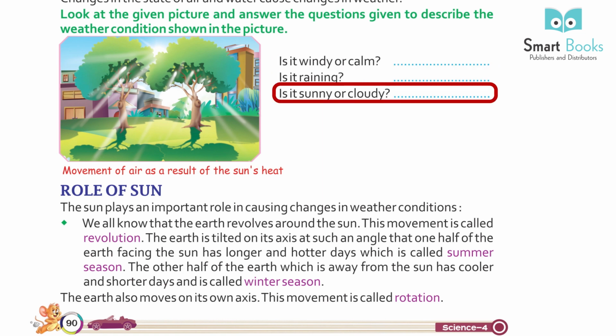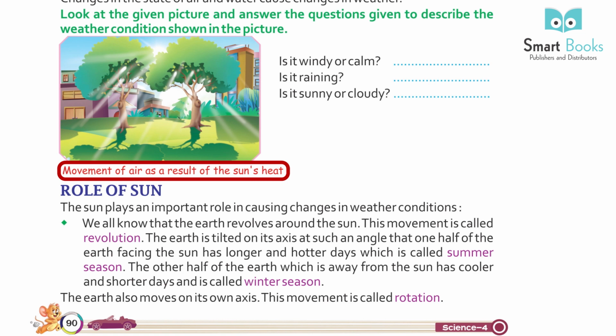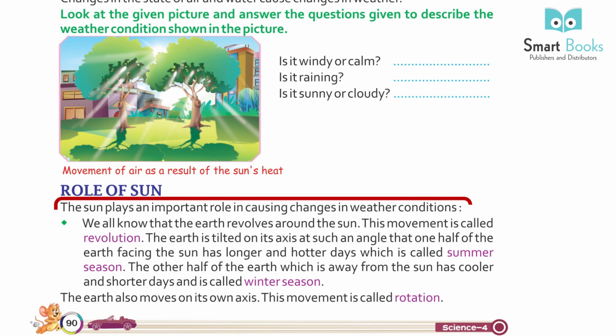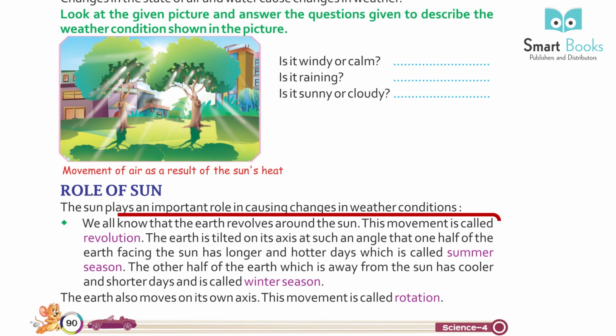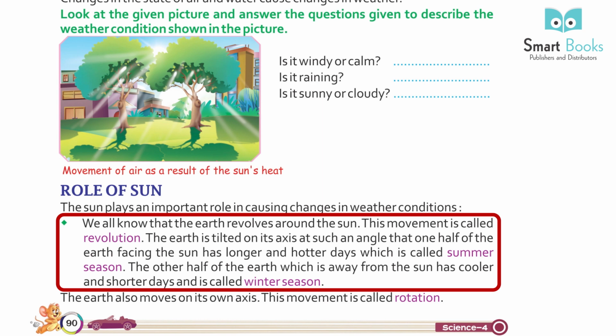Is it sunny or cloudy? Movement of air as a result of the sun's heat. Role of sun. The sun plays an important role in causing changes in weather conditions. We all know that the earth revolves around the sun. This movement is called revolution.